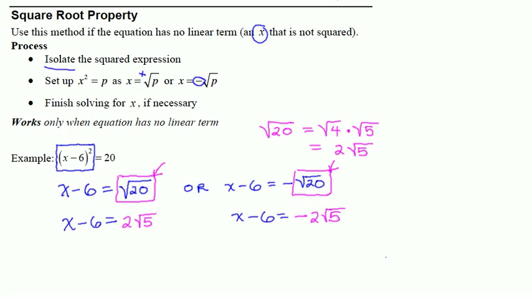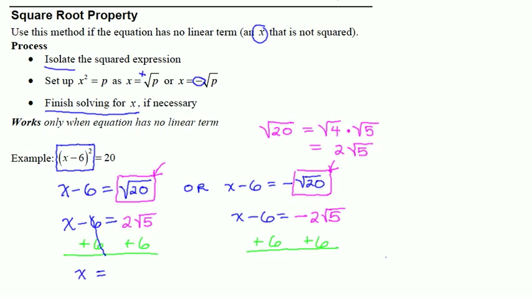We're now on the third step, which is finish solving for x if necessary. We can see that these equations are not solved for x because they don't have x alone on one side. All we have to do is add that 6 to both sides in order to get it away from the x. In both cases, we are adding 6 to both sides, just using our basic linear equation techniques from way back when. That's going to make it leave from the left-hand side, so we have x equals.